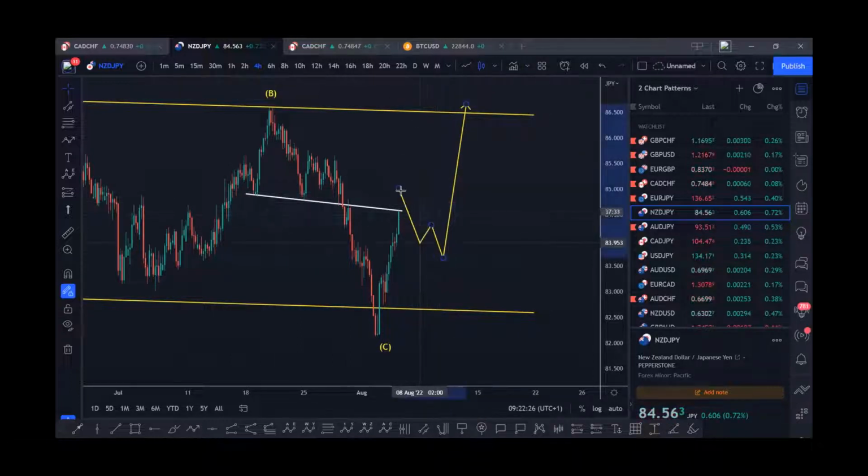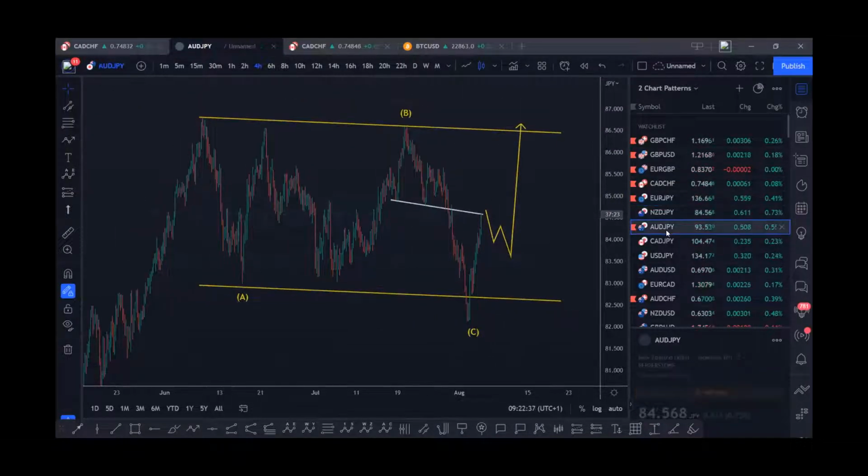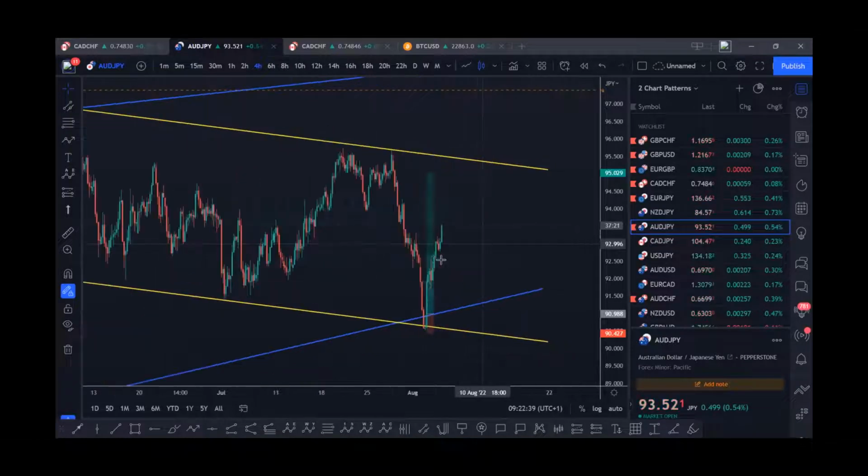So if we want to get into this, if you have not really gotten into the trade as recommended yesterday, I think you should wait for some correction. And then we'll look at what happened from there. So I'm going to update you. Also, we have Aussie yen as well.